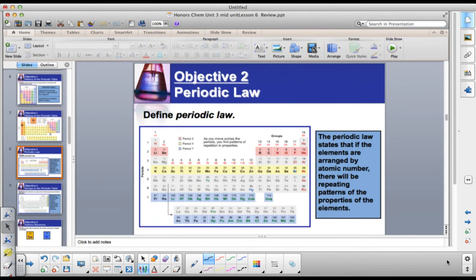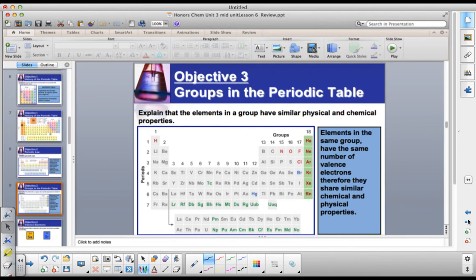Now our next objective is to look at periodic law, and the periodic law states that if elements are arranged by atomic number, then there will be repeating patterns of the properties of elements as we had just discussed. So I think that all of you are pretty clear that you understand that the periodic table is arranged by increasing atomic number. We have discussed that with a lot of depth in the last unit. So as I had mentioned earlier, one more time, elements in the same group do have similar physical and chemical properties, and this has to do with the valence electrons in their outermost shell.